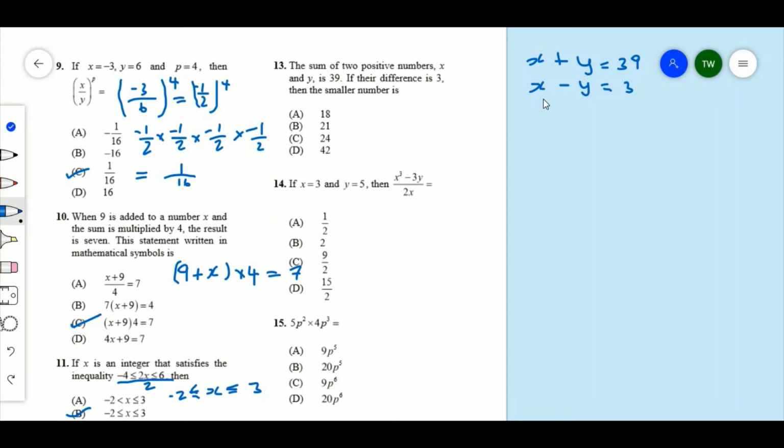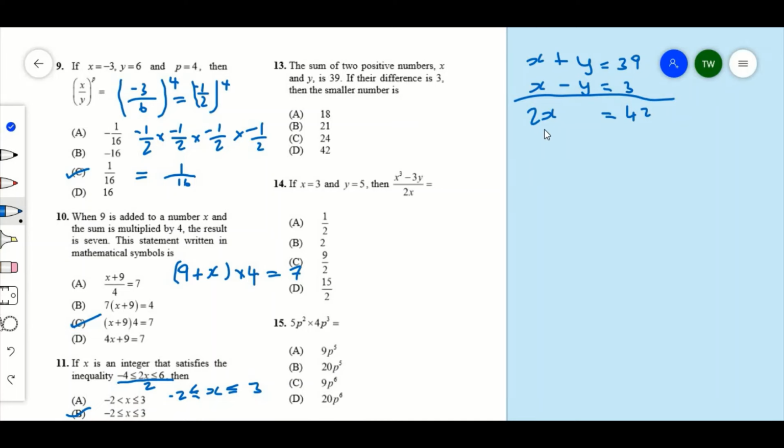Now what we're going to do here, if we want to eliminate one of the terms, clearly you can see if we add them, we're going to eliminate y. So let's add both equations together. x plus x is going to give us 2x, and y plus negative y is going to give us 0. So put back our equal sign here, and 39 plus 3 is going to give us 42.